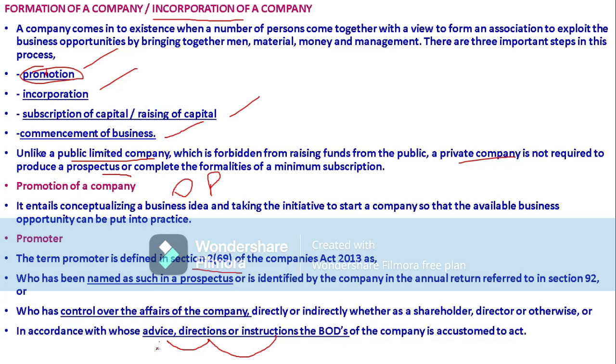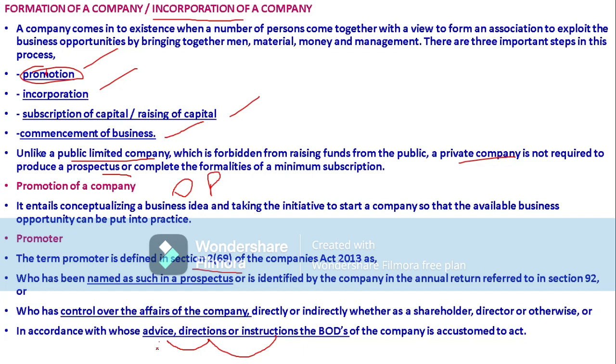If the proposed name has been rejected by the ROC, he has to submit another alternate name. So in the application to the registrar of companies, three names are submitted in priority order. According to that, the ROC will select and accept the name for that particular company.